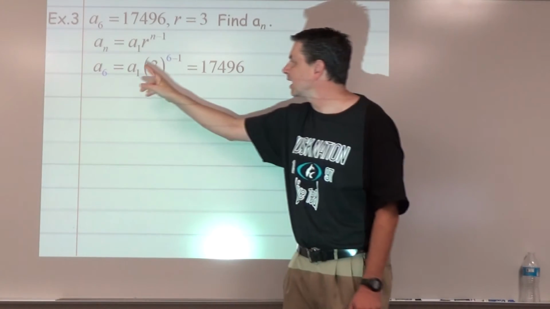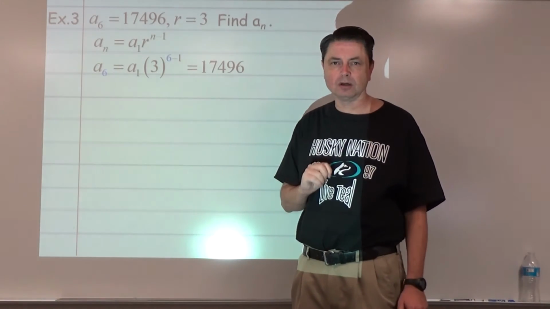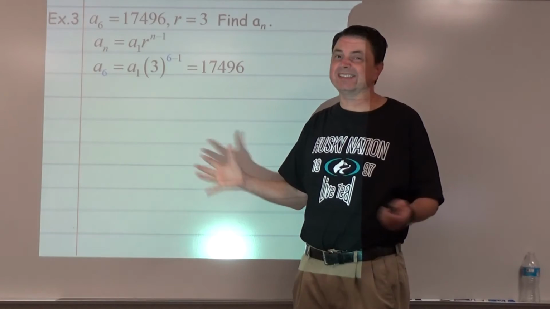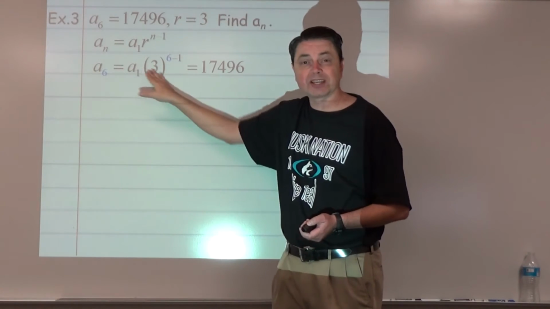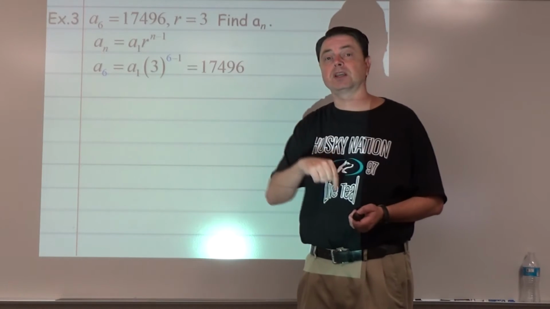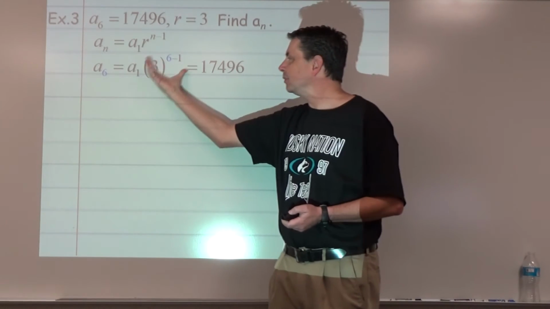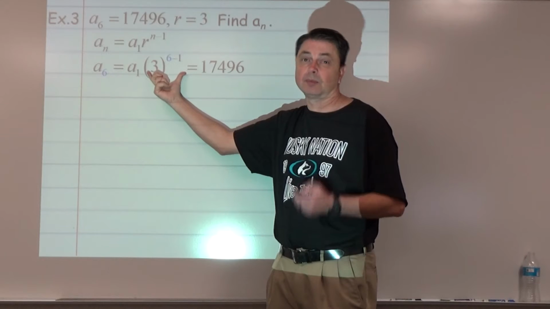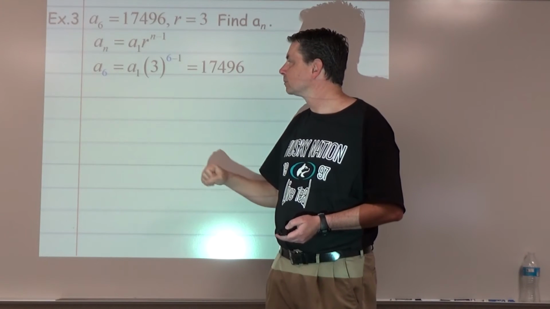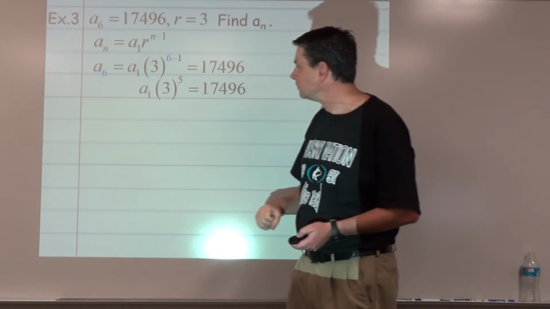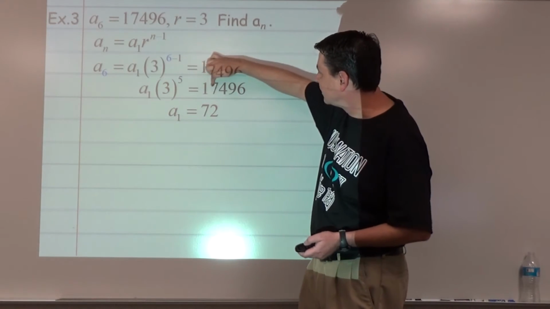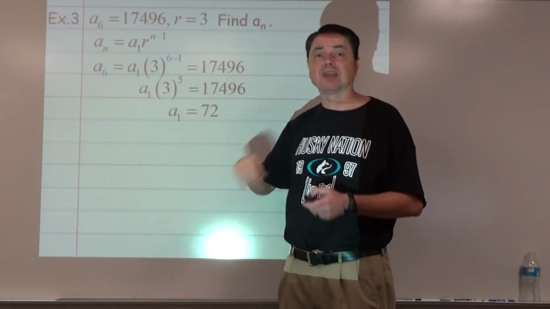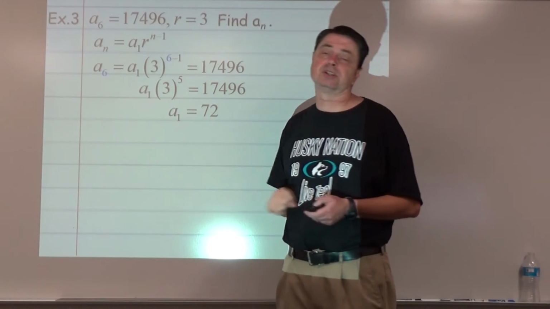All right, so we're talking about this being 3 to the 5th power, which I'm not sure what it is. I don't really care at this point. But since this is multiplication going on, to undo multiplication, I'm going to do division. I'm going to divide by this number. I'm going to let my calculator do that work. So a sub 1 is going to be 17,496 divided by 3 to the 5th power. Your calculator would tell you 72.